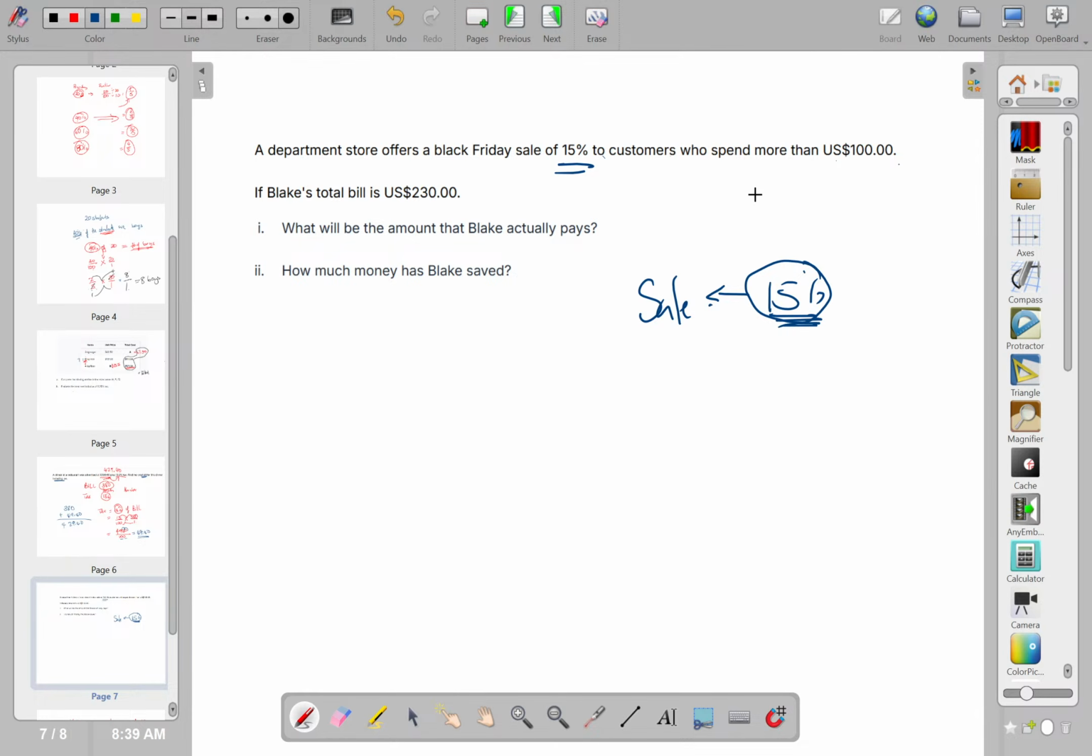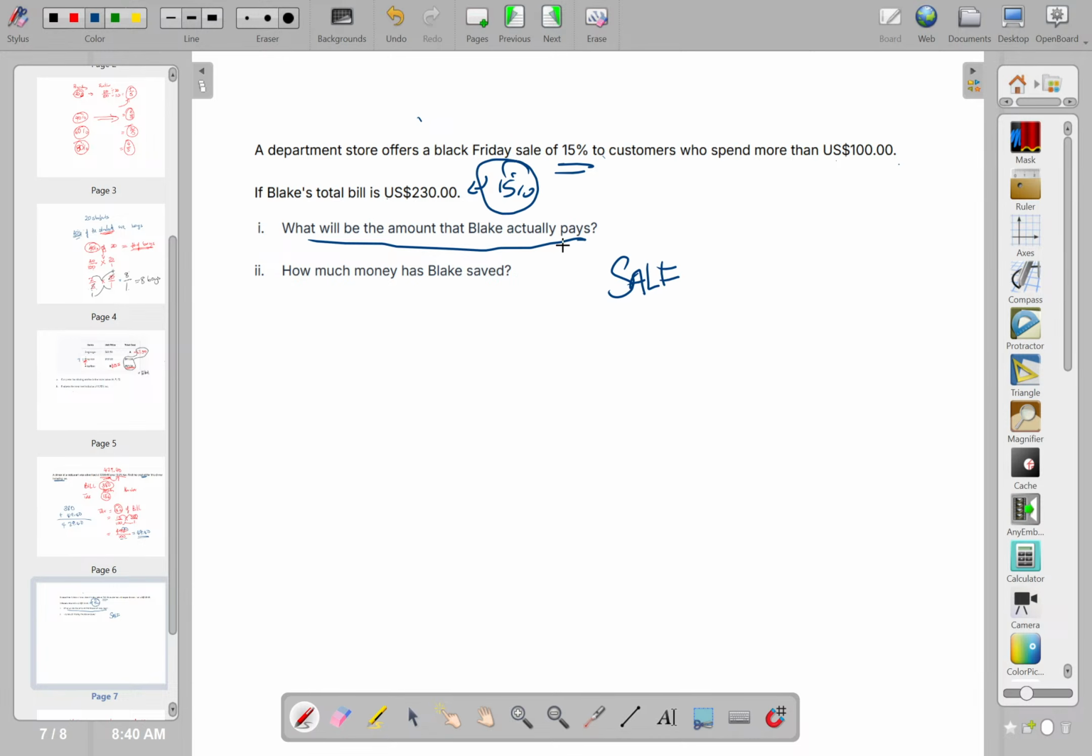If you don't spend more than $100, you have to pay the full bill. So if his total bill is $230, did he spend more than $100? Yes, he did. So that means he would be getting the sale. So what would be the amount that he actually pays? Well, we first have to find out how much money is going to be taken off. Michelle got 195.50. All right, let's get it.